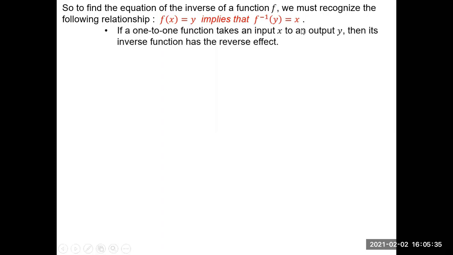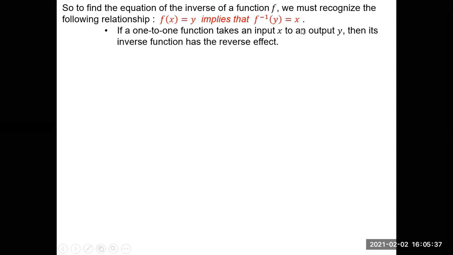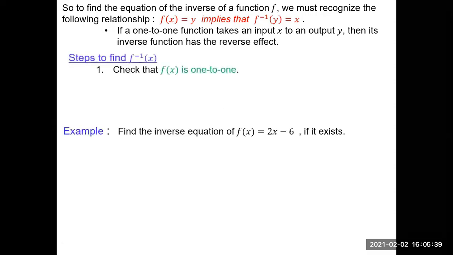If we have a function called f of x, recall that x is the input while f of x is the y, or the output. So f of x always stands for y because f of x is the output of our function when we plug in x. But what that implies is that f inverse of the output, which was y, is now going to take me back to my input of x. So if a one-to-one function takes an input from x to an output of y, then this process is simply reversed for an inverse function.